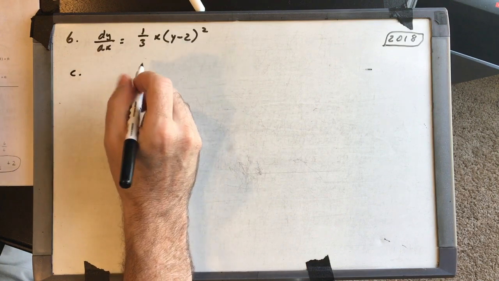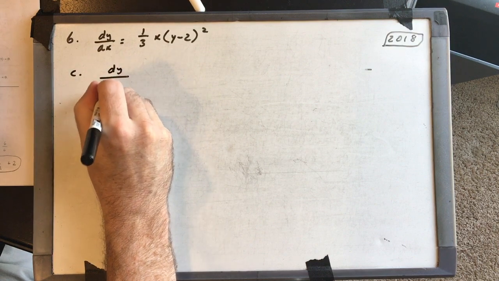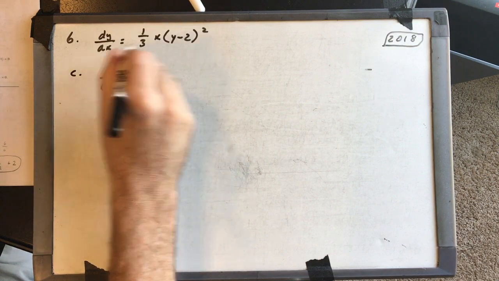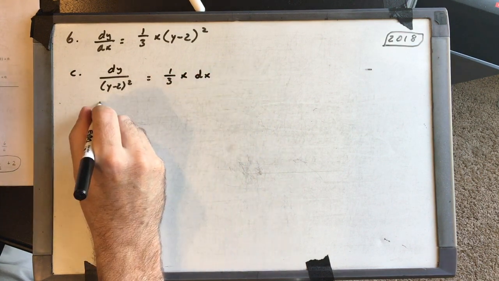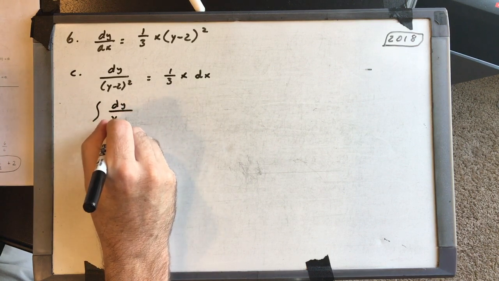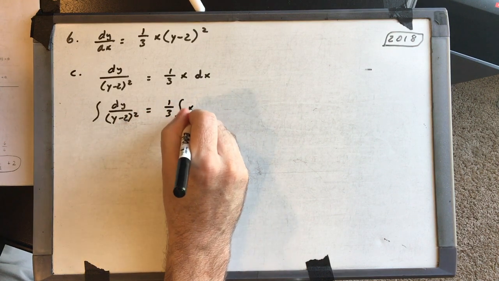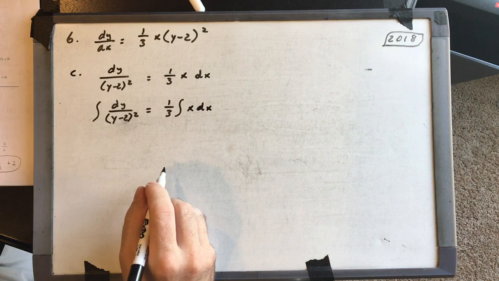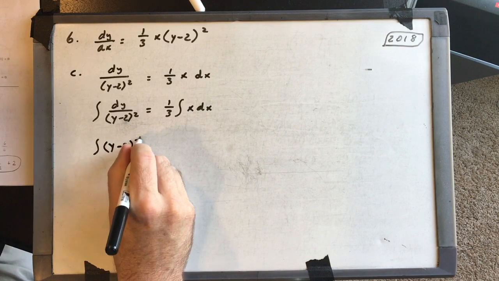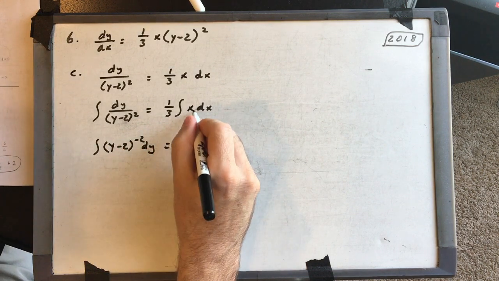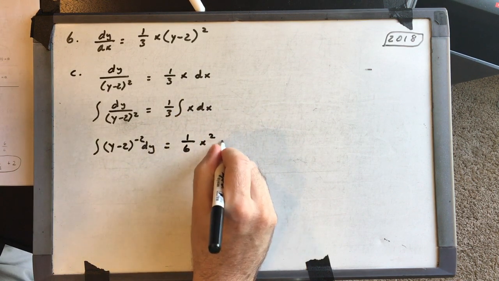So we're going to separate those variables. I'm going to bring the y minus 2 squared underneath dy, and I'm going to multiply both sides by dx. We've got 1/3 x dx. So we're going to integrate that. dy over (y minus 2) all squared is equal to 1/3, bring that 1/3 out front, x dx. Okay, this is the same as (y minus 2) to the minus 2. And that'd be 1/2 x squared. Integrating that times 1/3 would be 1/6 x squared plus c.